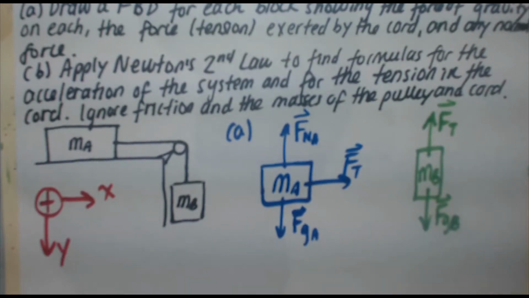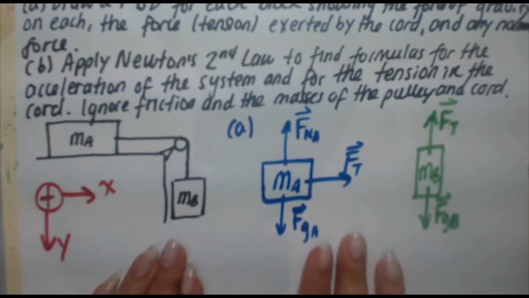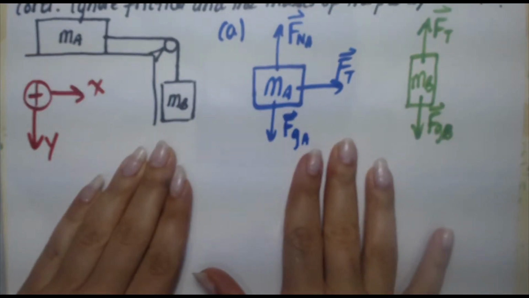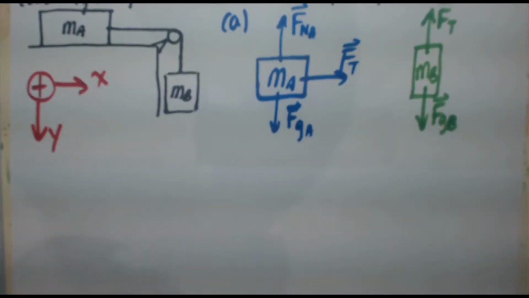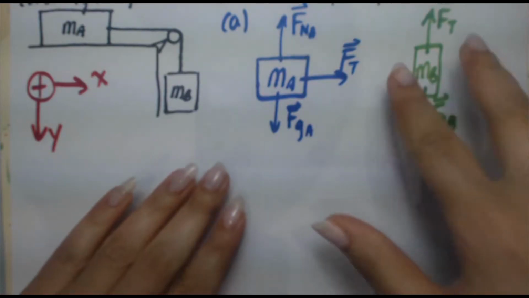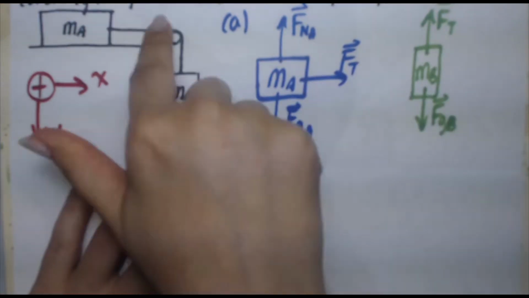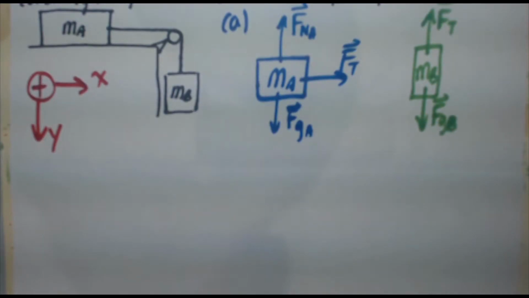Now for part B, we have to apply Newton's second law to find the acceleration of the system and the tension in the cord. Since we're not given numbers in this problem, what we need to do is simply create expressions for the tension and for the acceleration. Okay, now the setup of all these problems is very much the same. Okay, you see how you've got the same tension because it's the same cord? Both blocks are actually going to accelerate with the same acceleration.